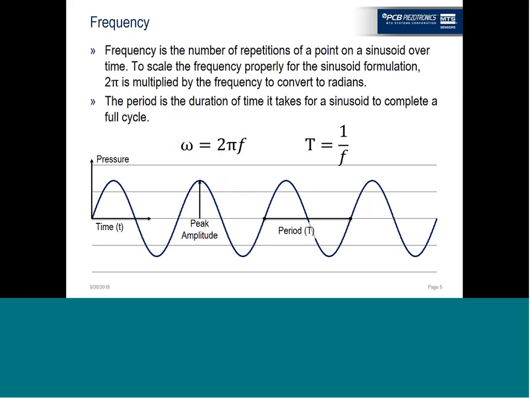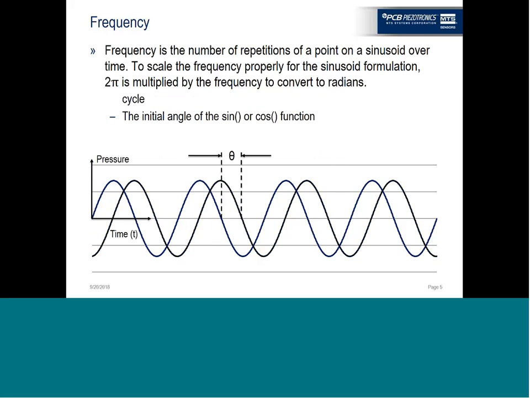Many of you should know frequency is the number of repetitions of a point of a sinusoid over time. To scale the frequency properly for the sinusoid formulation, 2 pi is multiplied by the frequency to convert to radians, because sines and cosines can't take just hertz. You have to put the 2 pi inside there because it has to be a unitless number, which is radians. And then also you have the period, which is 1 over the frequency.